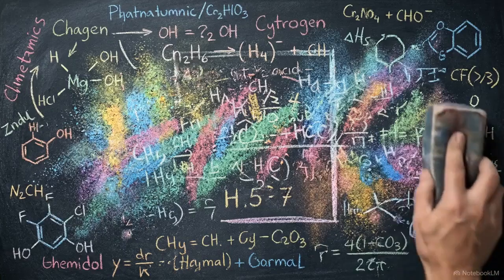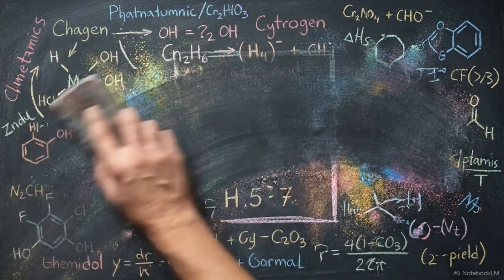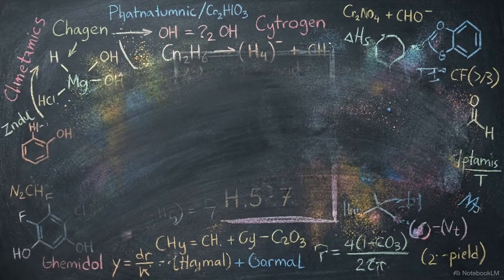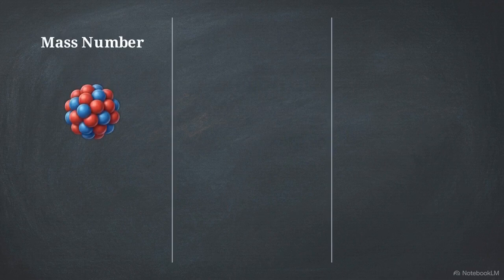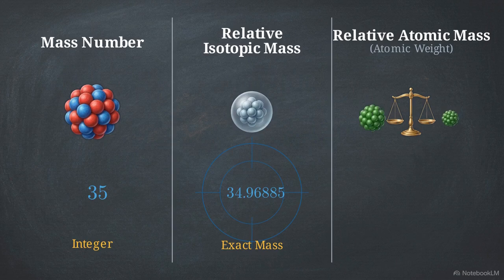The biggest hurdle in chemistry is rarely the math. Usually, it is the heavily conflated terminology used to describe mass. This flowchart isolates the terms. Mass number is strictly a simple integer. It is used exclusively for counting particles, the sum of protons and neutrons. Relative isotopic mass is the exact mass of one specific isotope relative to the carbon-12 benchmark. And relative atomic mass, frequently published as atomic weight, is the dimensionless, weighted average of all isotopes present in a terrestrial sample.